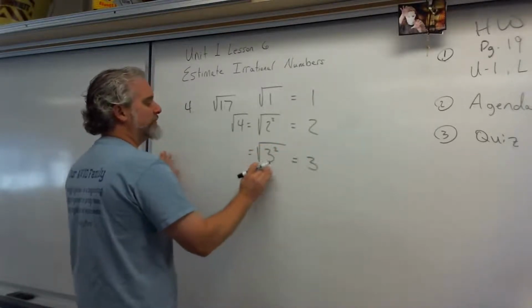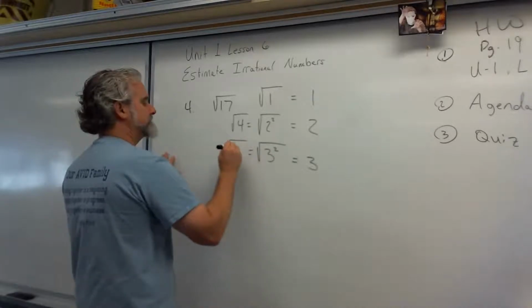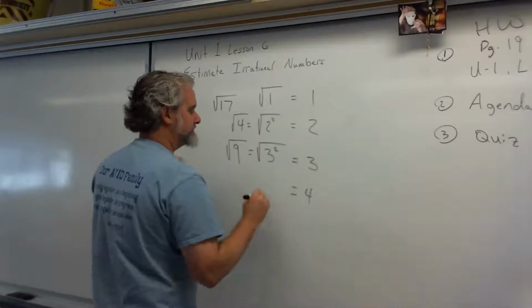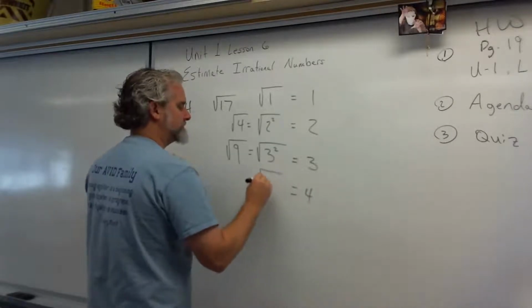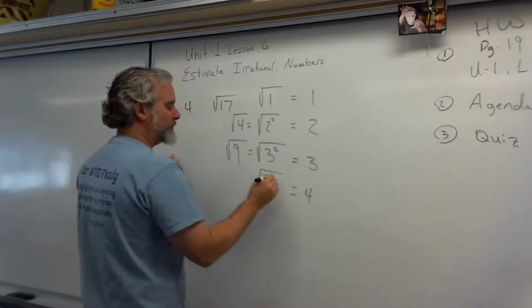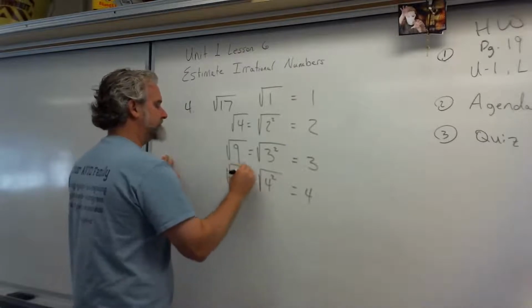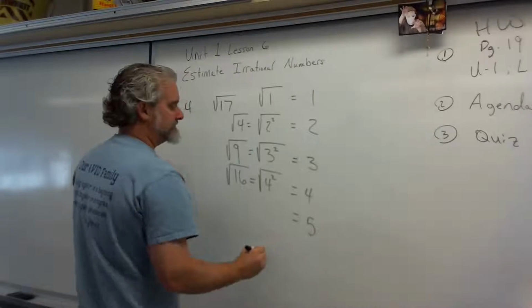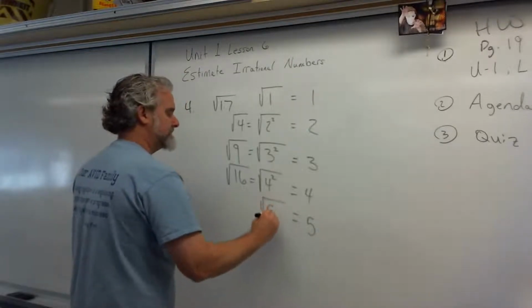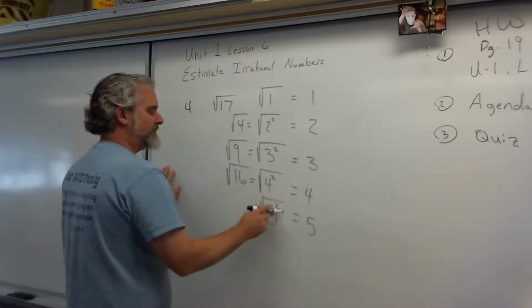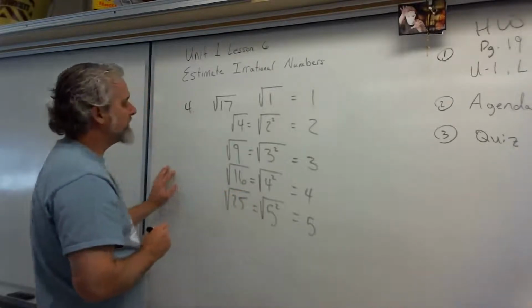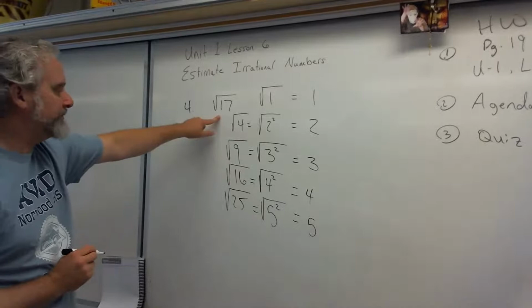So working backwards, 3 squared is 9. Next one is 4. 4 squared is 16. Next one's 5. 5 squared is 25. And I think that's plenty here for a square root of 17.